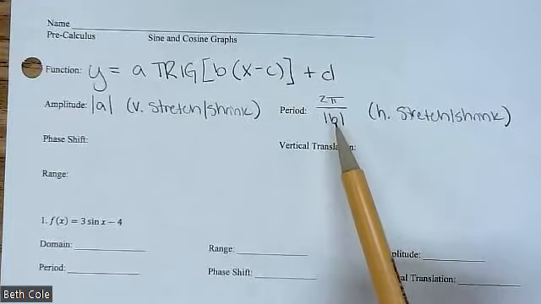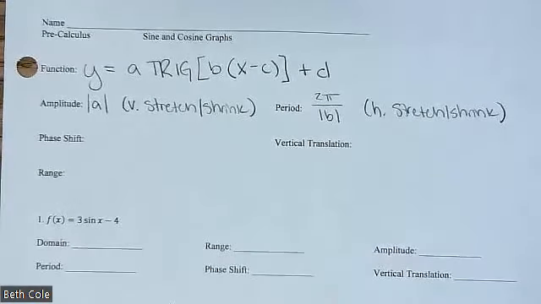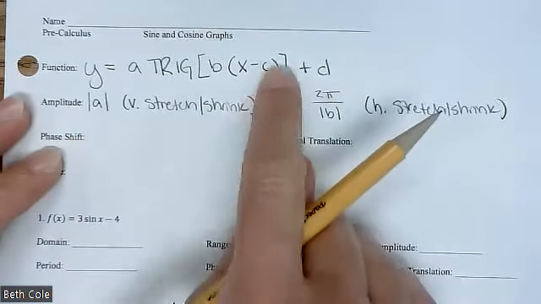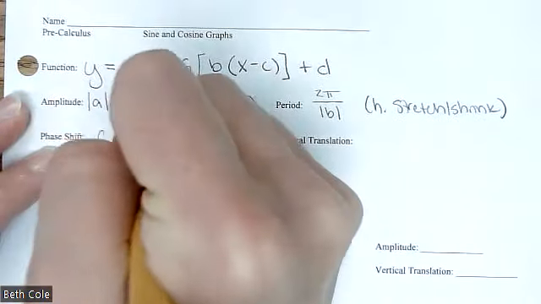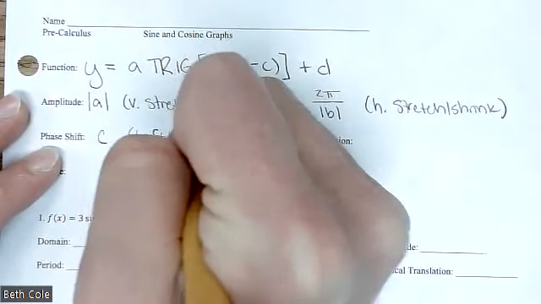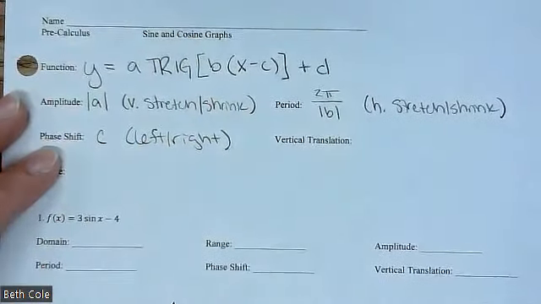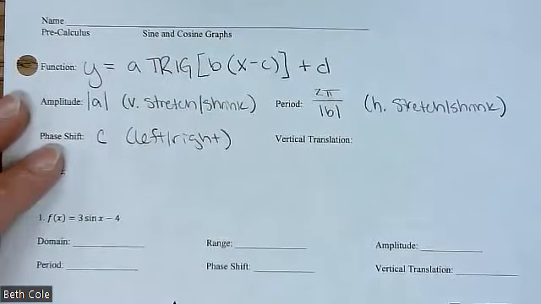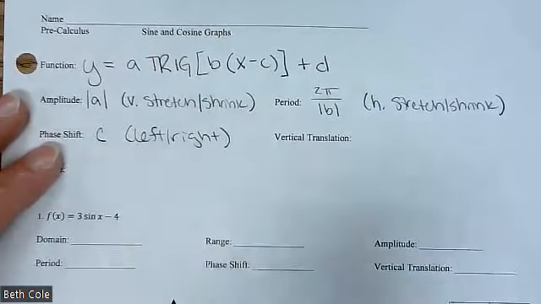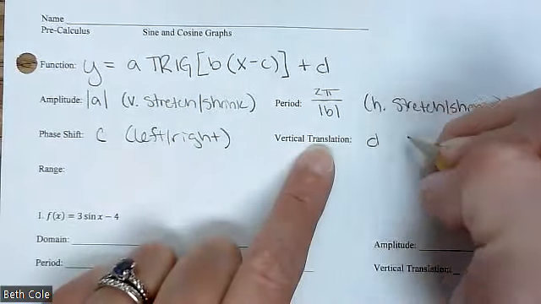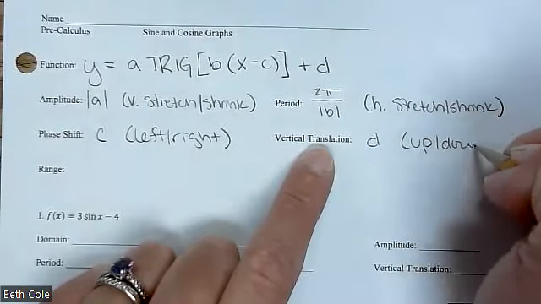Again, the reason there's an absolute value there is the period is a distance. It's the distance it takes to complete one full cycle, and a distance, by definition, isn't negative. Phase shift is going to be the C value, and that's how much you move left or right. We just call it phase shift. You're just going to get used to some new vocabulary. And then vertical translation is D. That's how much you move up or down.